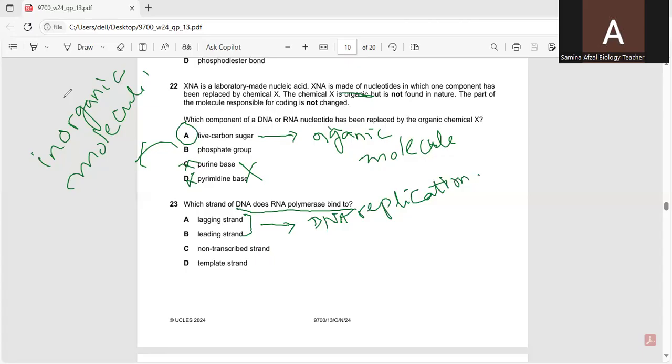So it will not be the correct option. Now the last option is left over, that is the template strand. So this is the correct term. Why is this the correct term?